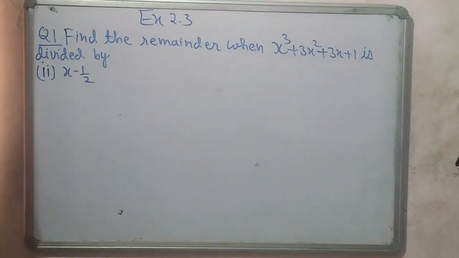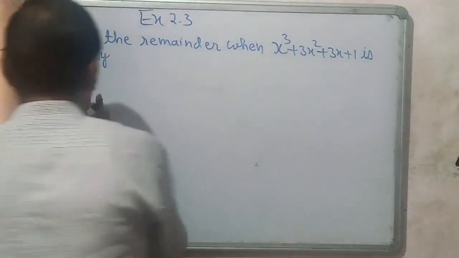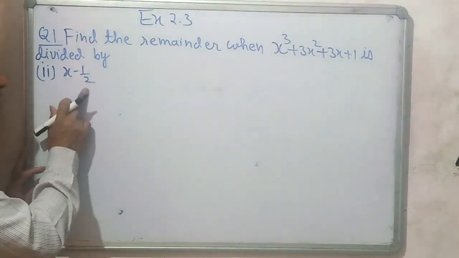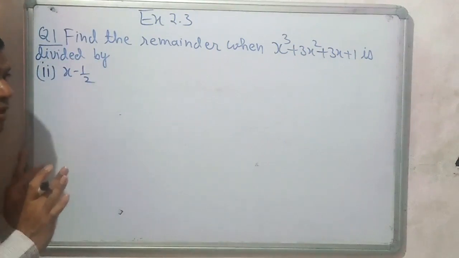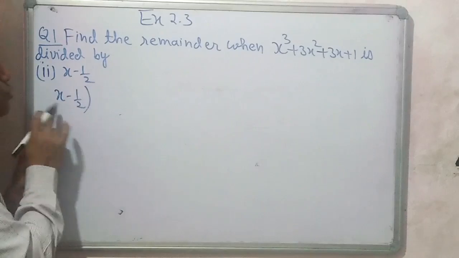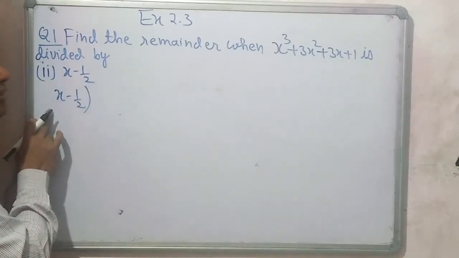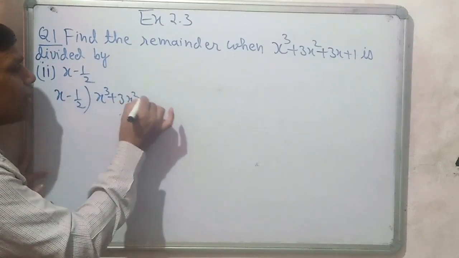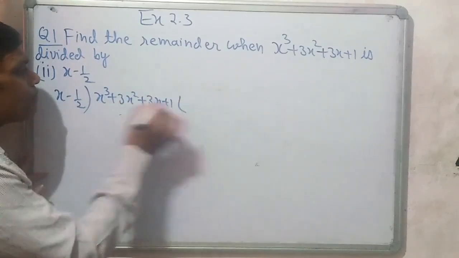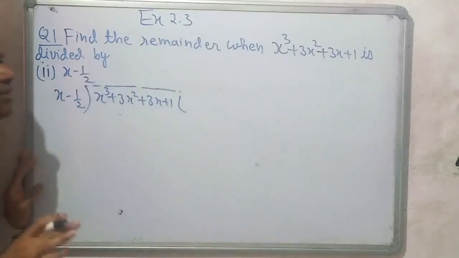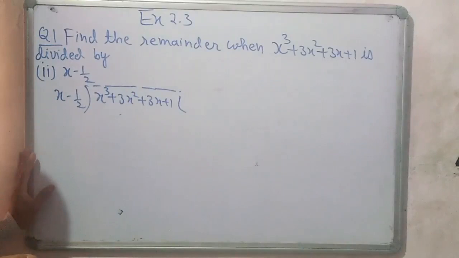In the second part, students, we are asked to divide by x minus 1 upon 2. Now don't be afraid of this fraction. It is another number. What we'll do? We'll put x minus 1 upon 2 in the divisor part. We'll put the dividend x cube plus 3x square plus 3x plus 1. Let us write the quotient on the top so that we have more space for the remainder theorem.